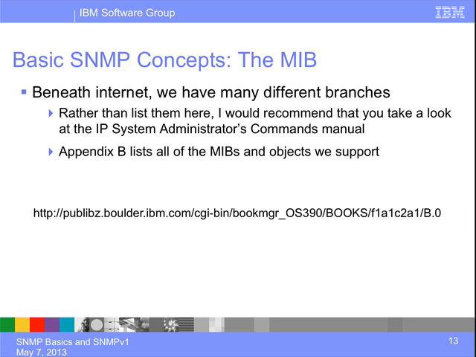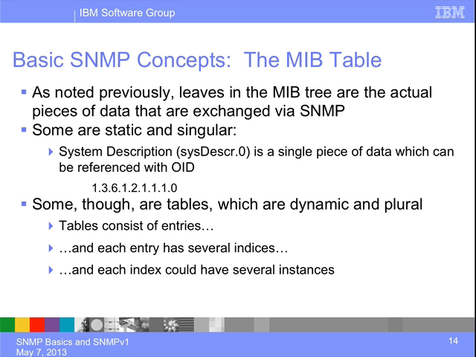Underneath the Internet branch, there's a myriad of different branches spanning multiple MIBs, products, and protocols. Many of these are defined by RFCs, but many are also vendor-specific, including the IBM Communication Server MIBs. Rather than list all of them here, we provide in the IBM Communication Server IP System Administrator's Commands Manual a list of all the MIBs shipped with the CommServer product, both RFC architected and IBM specific.